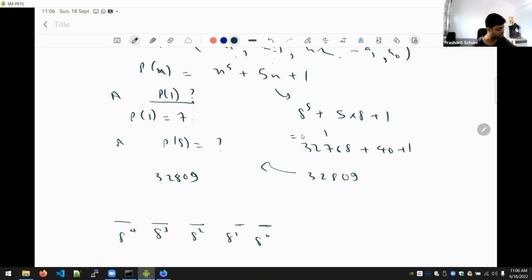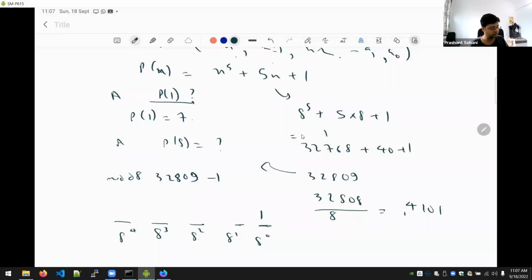I'm not going to detail it, but basically you can take the remainder of this modulo 8. If you go modulo 8, what is the remainder of this? The remainder is 1, so that is the last digit. So you subtract 1, you get 32808, and divide by 8. So you get 4101. We can continue this process.